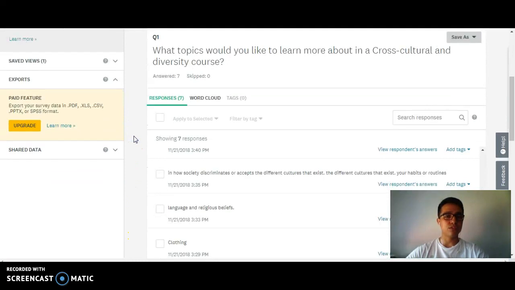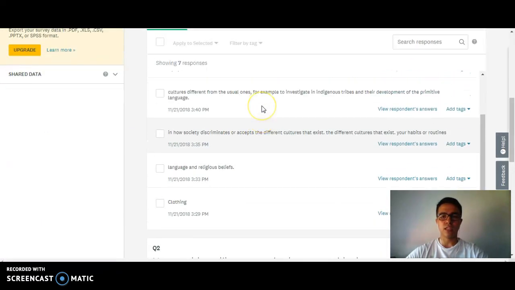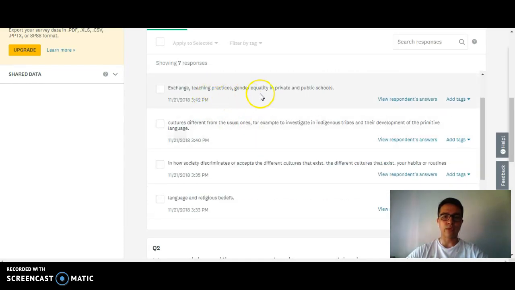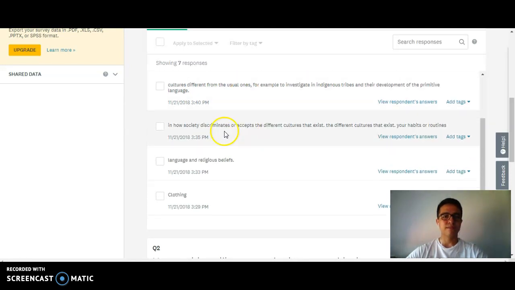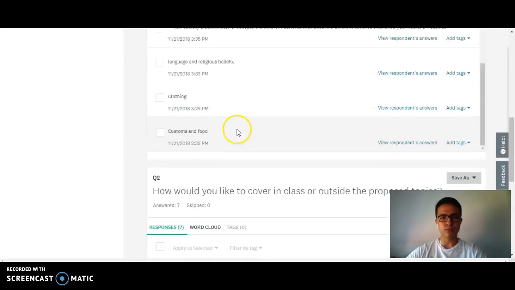Some of them texted me on WhatsApp asking what this was, and some others actually had to Google it. So some of the topics that they decided to include here were how to handle depression or taboos about sex, massacres of people who think differently, teaching practices, gender equality, examples to investigate in indigenous tribes, cultures different from the usual ones, and how society discriminates or accepts.